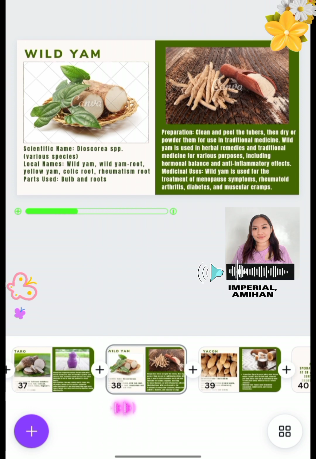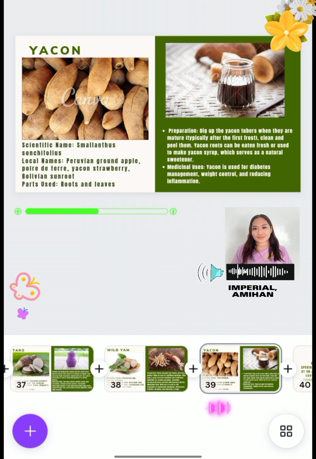Medicinal uses. Wild yam is used for treatment of menopause symptoms, diabetes, and muscular cramps. Last one is yakon. Its scientific name is Smallanthus sonchifolius. Part used, roots and leaves. Preparation. Dig up the yakon tubers when they are mature.